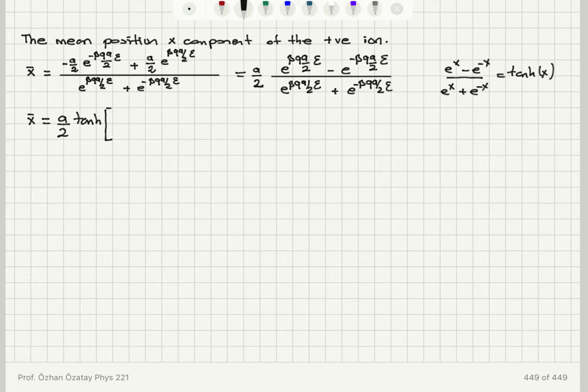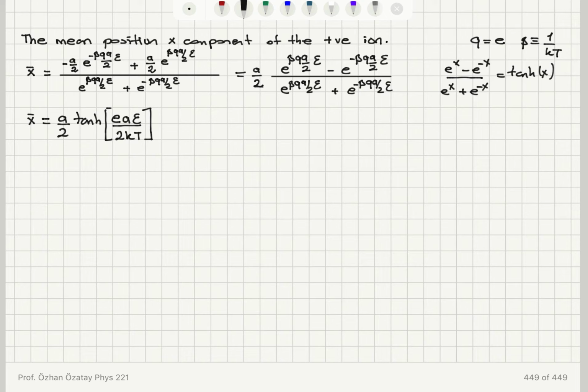The charge q that I have called q here is electron charge E. So q is E, the electron charge, qa epsilon divided by 2 kt. So I also substitute for beta 1 over kt. Okay, so that is x bar.